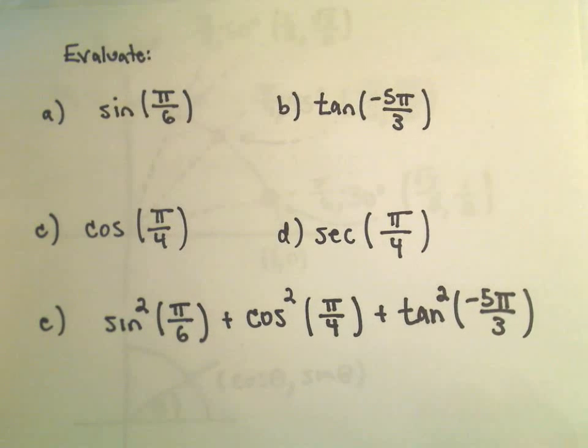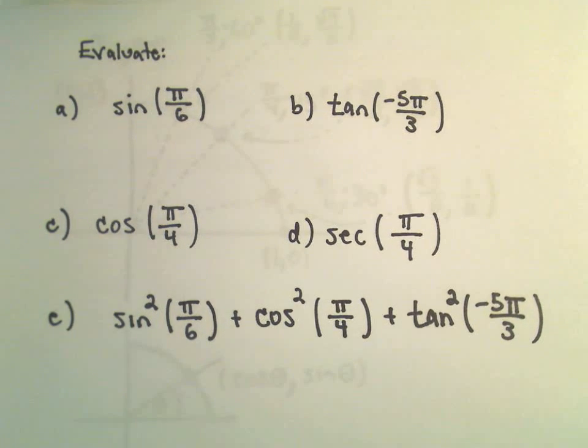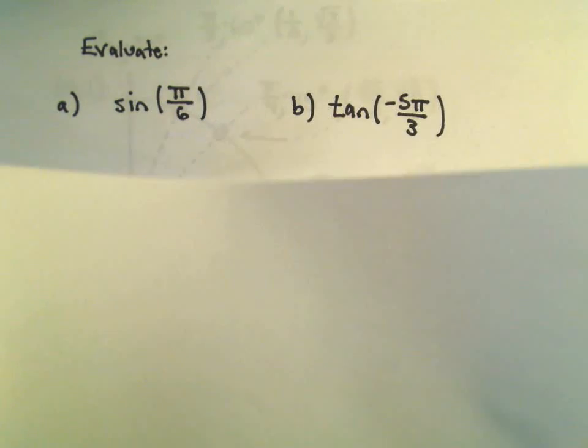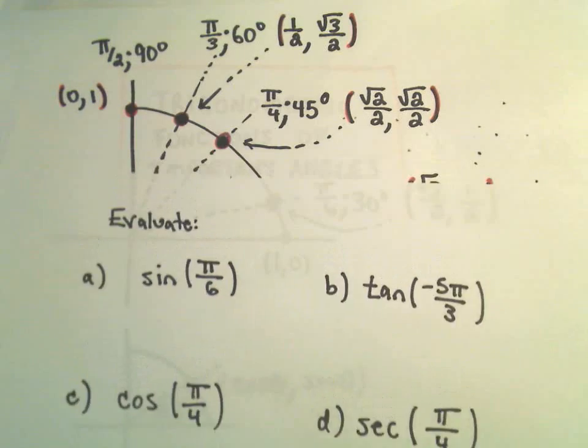So, here's a few. I think we can grind through all these. I think the only one that's really going to take any work is going to be part B of these examples. The others we can simply read off from the unit circle. So, sine of pi over 6.